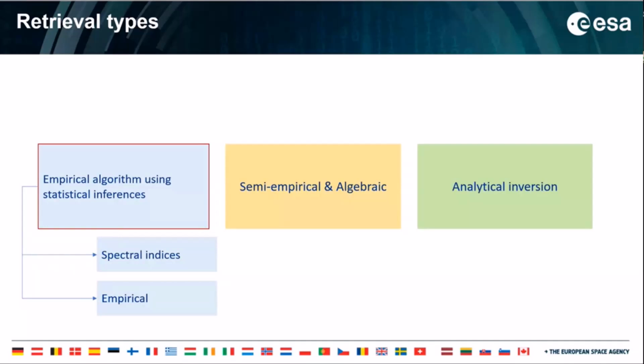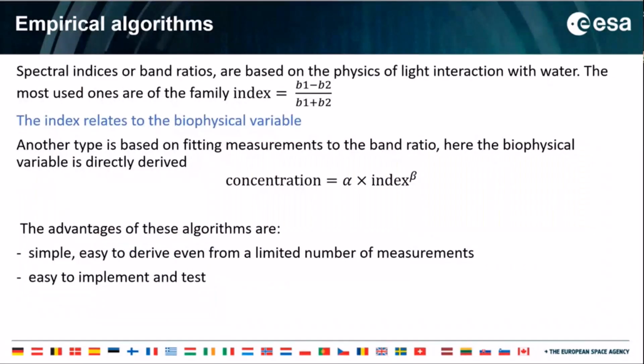In our case, and today, we will focus on these empirical algorithms, and we will not use statistical inference, but we will use spectral indices as a direct indicator of turbidity and eutrophication, how much algae or phytoplankton is in my system. And this is the whole part of the spectral indices. Normally, if you think about an index, most of the time it refers to spectral indices.